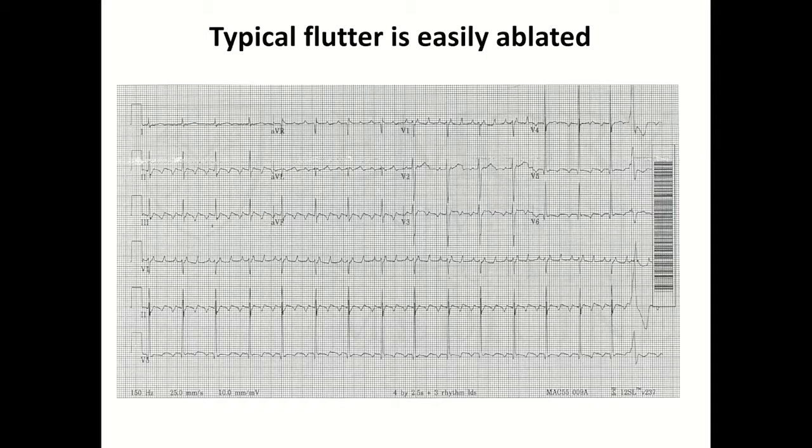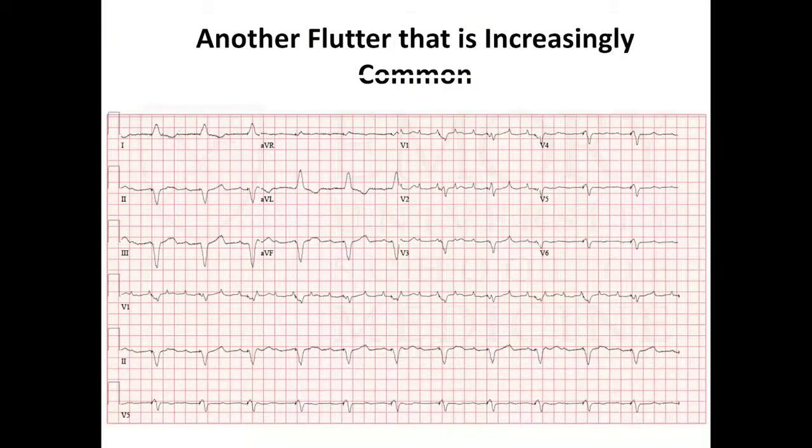What percentage of atrial flutter patients go on to have AFib? Yeah, 40 is a good number. So 40%, in some series it's as high as 80, so you always have to be wary that they're going to go on to have AFib, but this is one SVT that we are good at fixing.